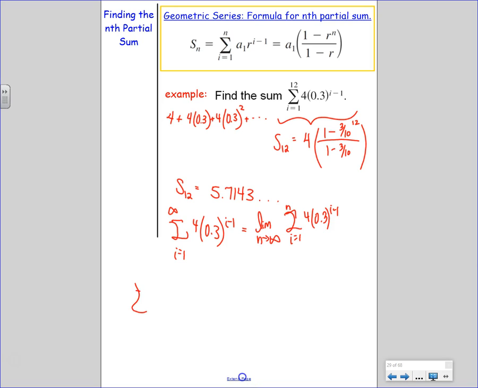If you're writing way down, it's hard to be nice and neat. But it's going to end up being the limit as n goes to infinity of s sub n, which is the same thing as the limit as n goes to infinity of a sub 1, which we know is 4, times 1 minus 3/10 to the n all over 1 minus 3/10.